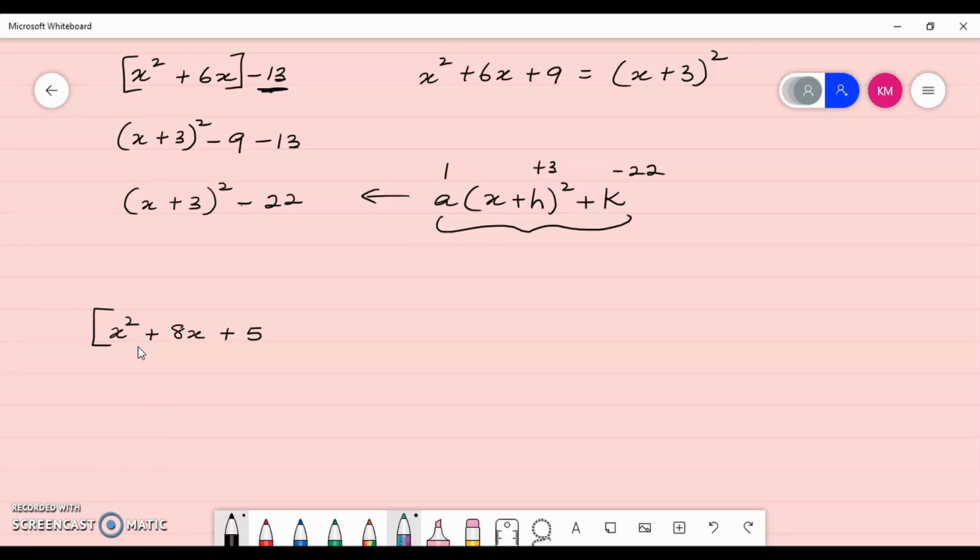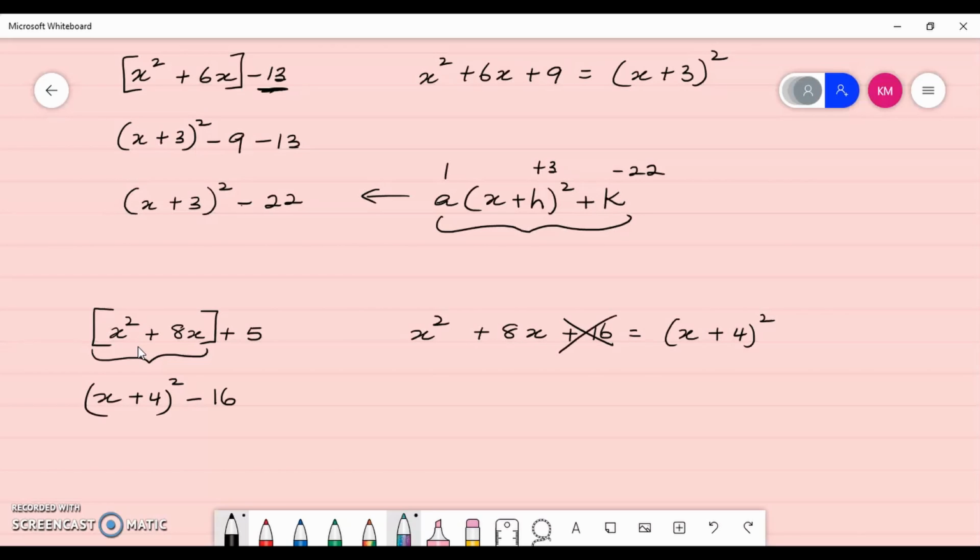Now, let's examine this part. We know that x squared plus 8x plus 16 is x plus 4 squared. So, this part here can be written as x plus 4 squared take away 16. We will not want this 16 here. We just want this part. So we can just take away 16 from it. And I can put back my plus 5.